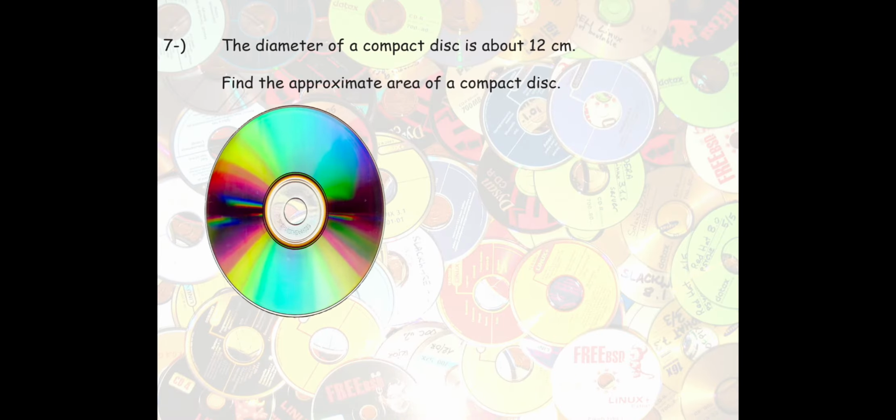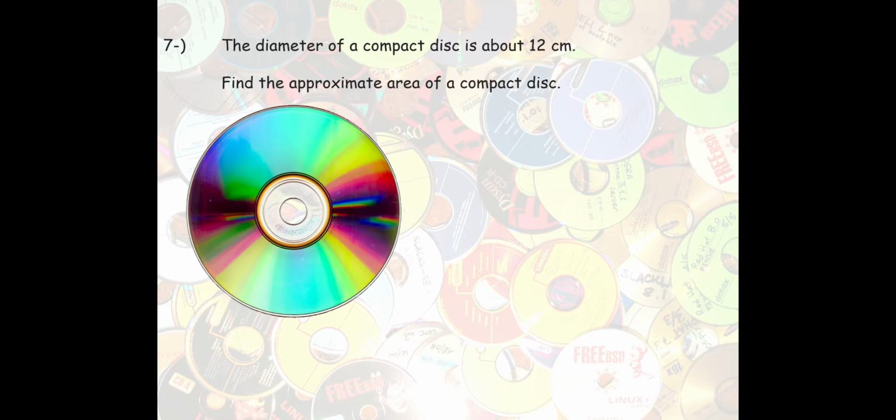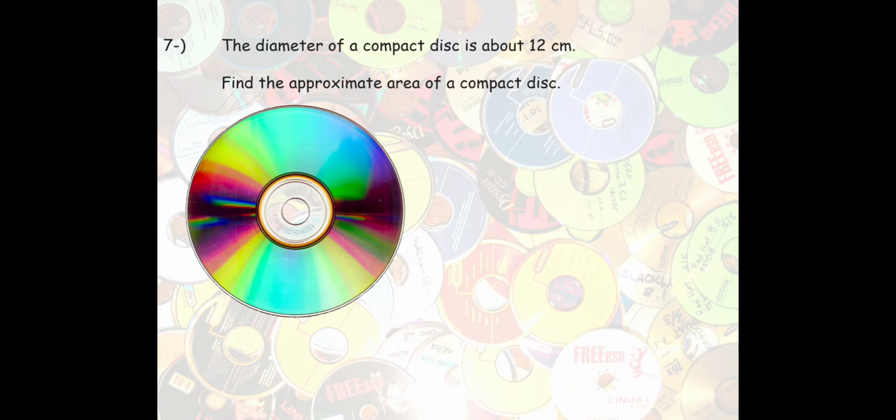The diameter of a compact disc is about 12 centimeters. So this is the compact disc. You usually call it a CD for short. And the diameter here is 12 centimeters. Now we need to find the area.